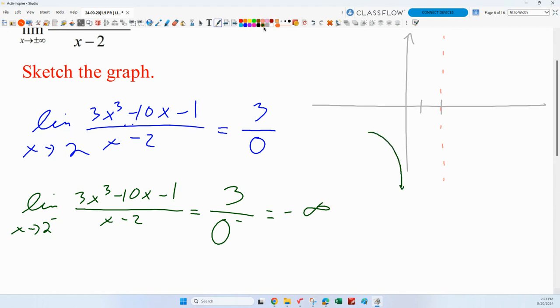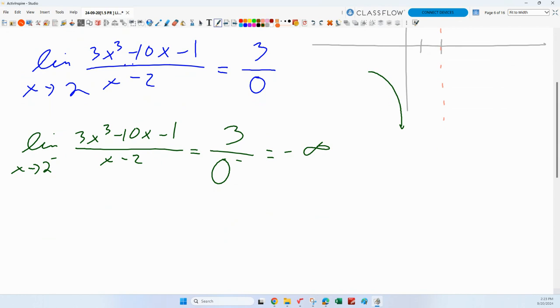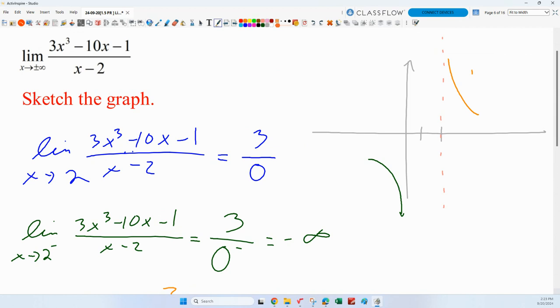Okay, from the right side, what limit would I take? 2 positive, yeah. And what are we going to get? If we'll call this f of x, the limit of f of x as x approaches 2 from the right is going to be 3 on the top. That's not changing, right? What's the bottom going to be? 0 plus, so what's the result? Okay, so on the right side, we're doing something like that.